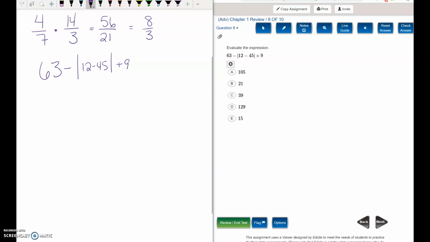We do 12 minus 45 first because absolute value bars act like parentheses. So that's negative 33. And then you would do what's in those absolute value bars. So the absolute value of negative 33 is positive 33. 63 minus 33 plus 9 is 39.